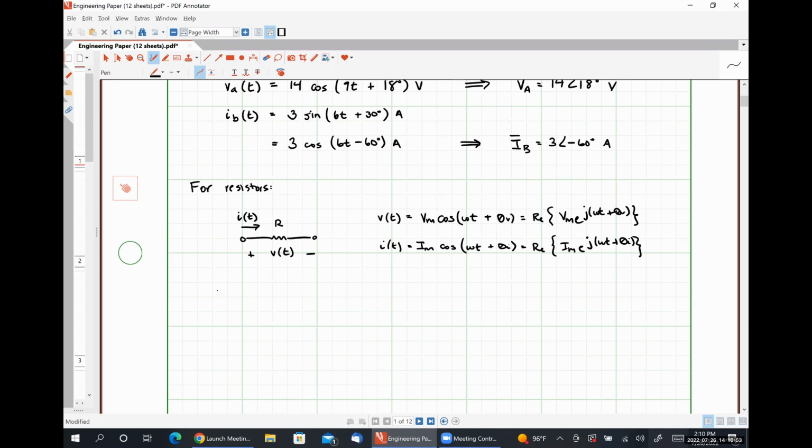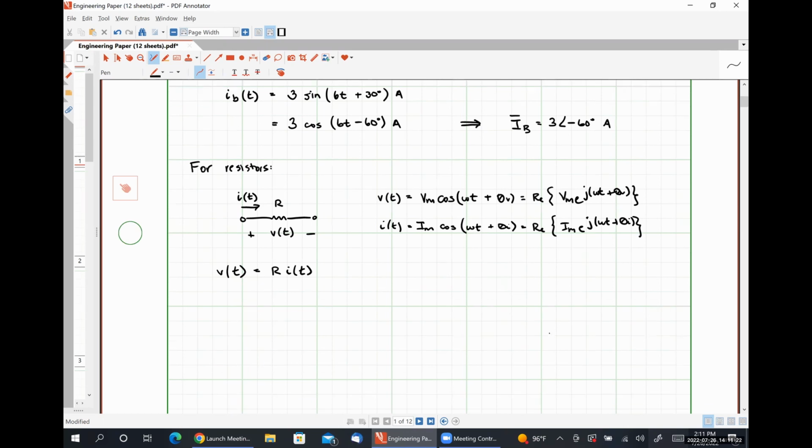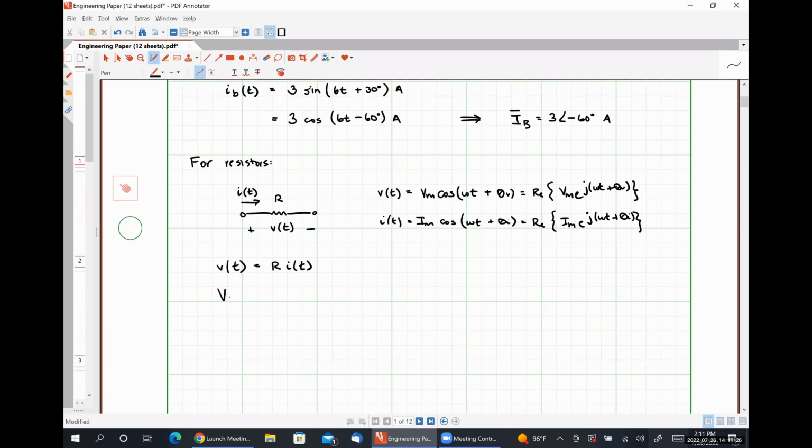So Ohm's law tells us that V of t is equal to R times I of t. So what we're going to do now is substitute in our complex number representation of V of t and I of t, and then derive what the relationship will be in the frequency domain. Okay. So our voltage signal, Vm e to the j omega t plus theta v, will be equal to R times Im e to the j omega t plus theta I.